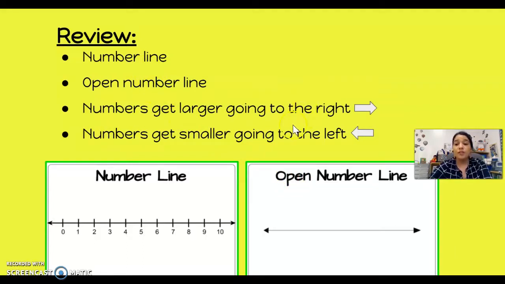Remember the rules that we talked about. It goes from left to right, and the numbers get larger going to the right, and then the numbers get smaller going to the left.